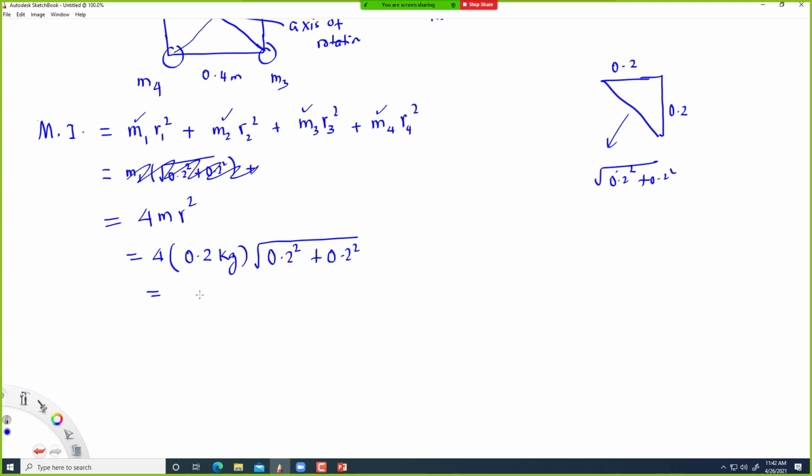Is that kilogram meter square? Do you remember from the lab last time what we got during the lab? What's the unit for moment of inertia we got in the lab? Yeah, that's right, kg meter squared, because it's the product of mass and distance squared. So what's the number you got?